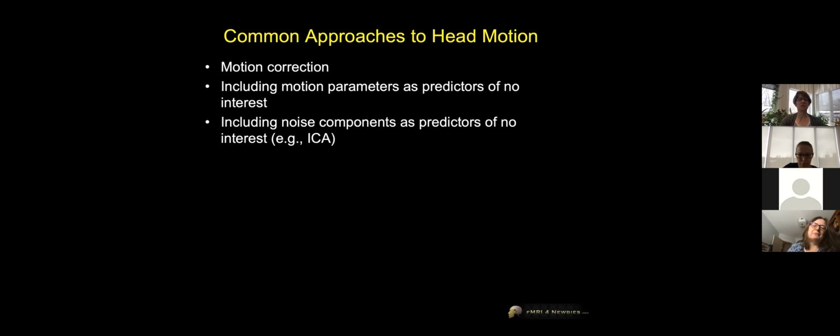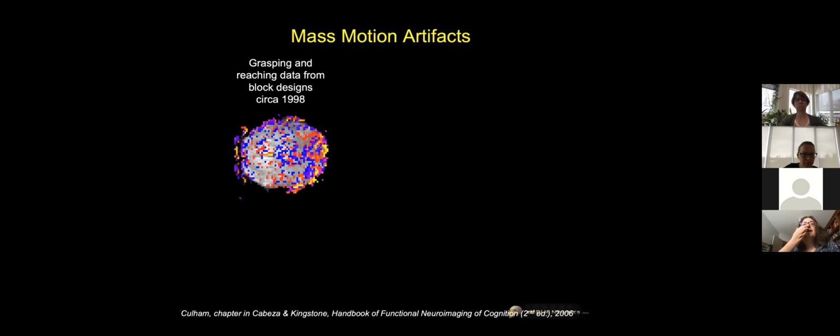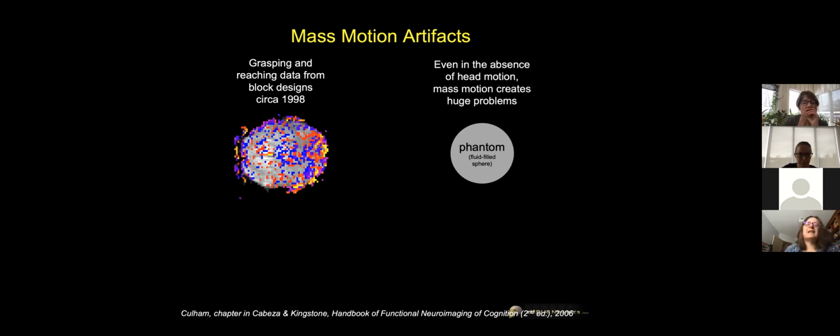And then more advanced approaches that rely on things like independent component analysis to flag components that are related to noise, and again, use this approach of putting them in as predictors of no interest. So I spent a lot of my life dealing with motion artifacts as someone who's interested in studying action. So the first 2 years of my postdoc were full of data that looked like this, what we used to call voxel vomit. And we kept thinking it was head motion, and then we realized that it was actually mass motion, as we call it.